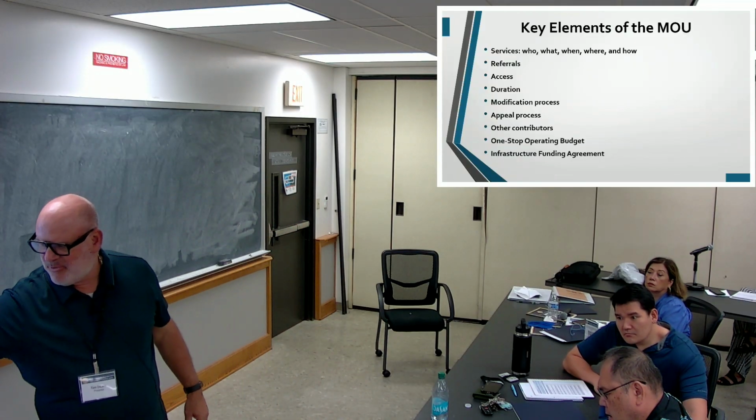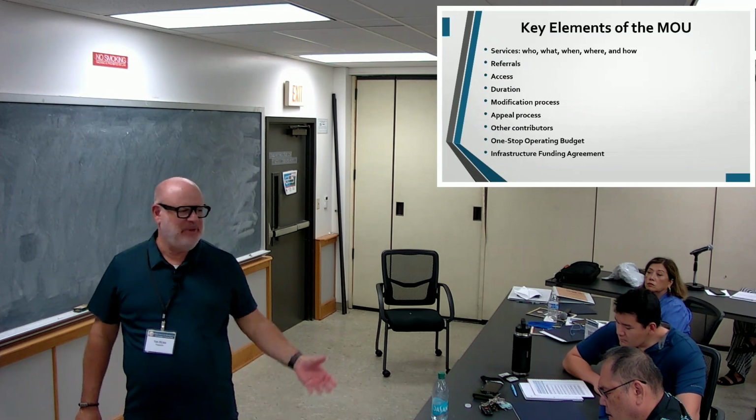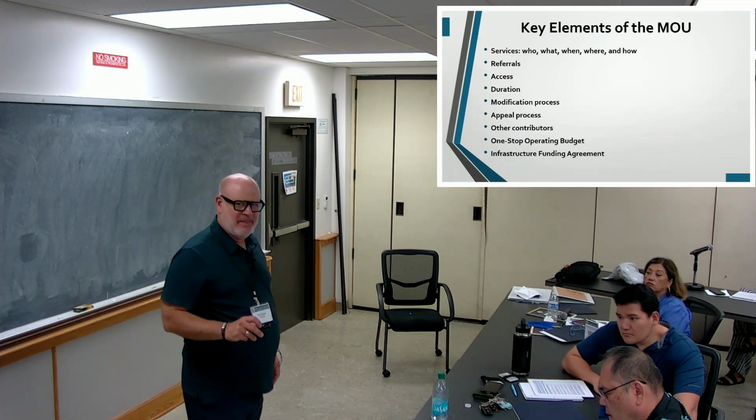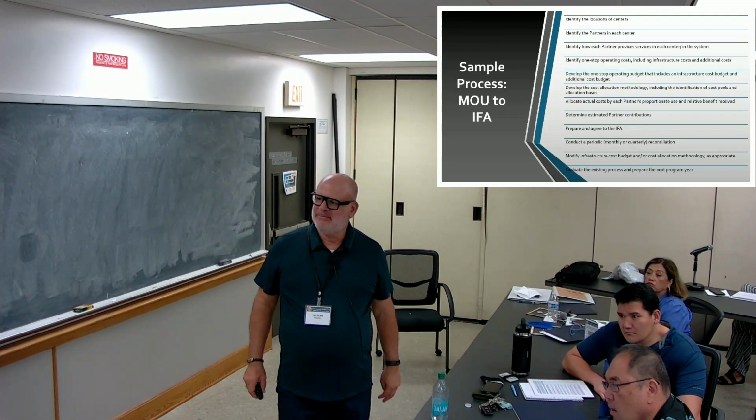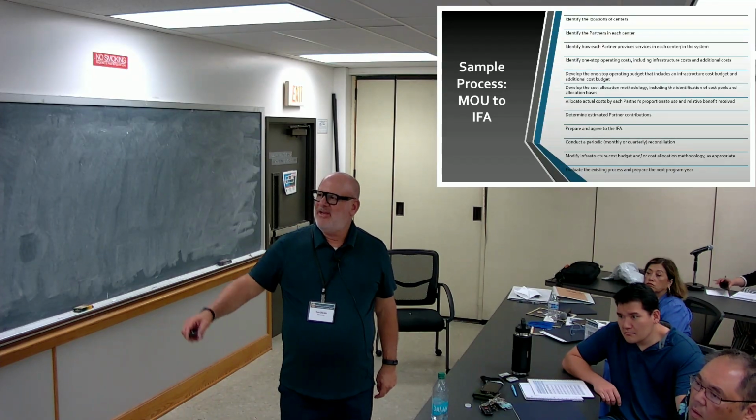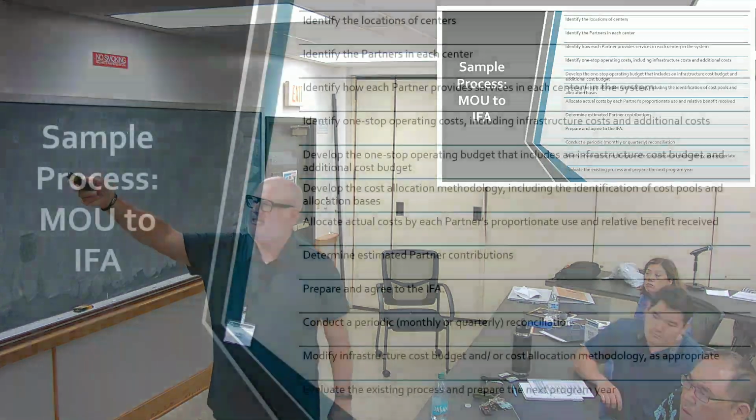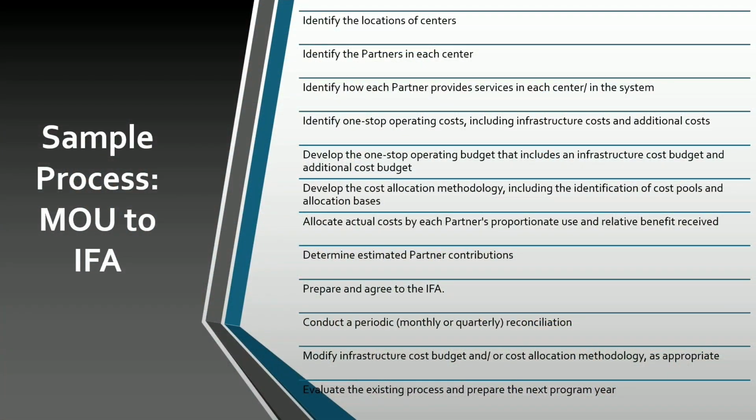Back to the MOU, it's got to have an operating budget, and then you have to have the infrastructure agreement as part of that, right? Again, we talk about what are the locations of the centers. You've got to identify your partners, what each is going to contribute. What are the operating costs? What are the infrastructure costs? You have a meeting to determine what they are, and then how you are going to split those. You have a budget, you go through that, and you just walk through this.